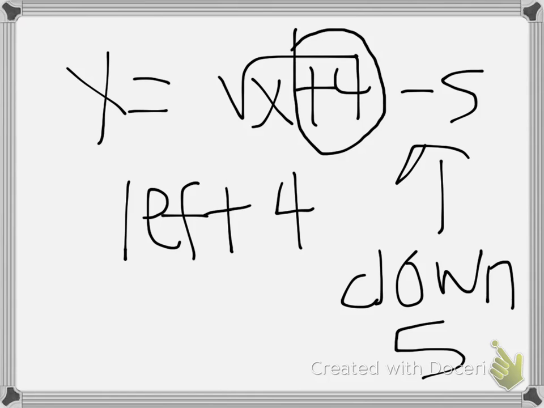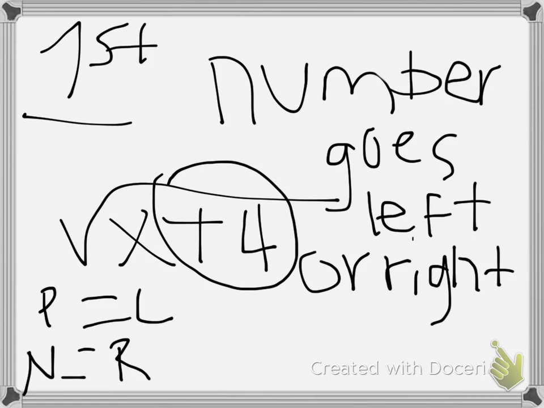When you have an equation like this, which is y equals the square root of x plus 4 minus 5, the very first number you are going to go left 4, and the second number you are going to go down 5. When you have the very first number, you're going to go either left or right. If it's a positive, you're going to go to the left, and if it's a negative, you're going to go to the right. So since it's a positive, we went plus 4 in this equation, so it'd be going 4 to the left.